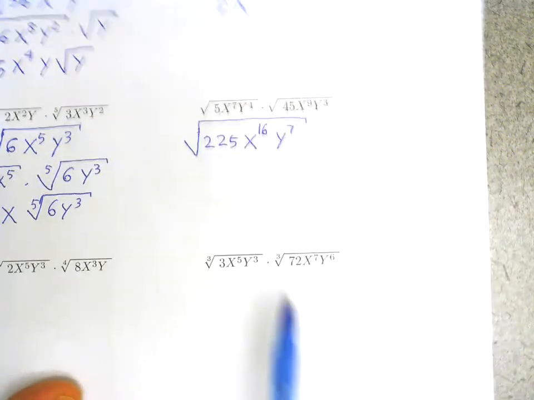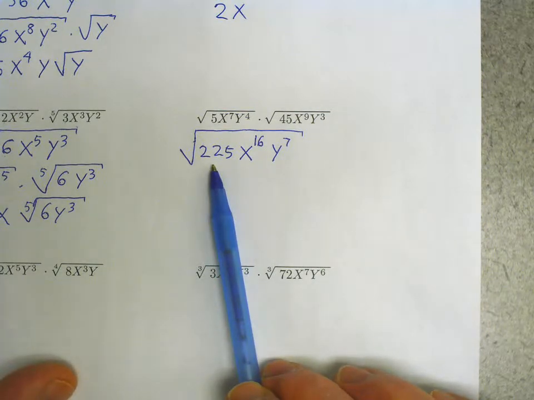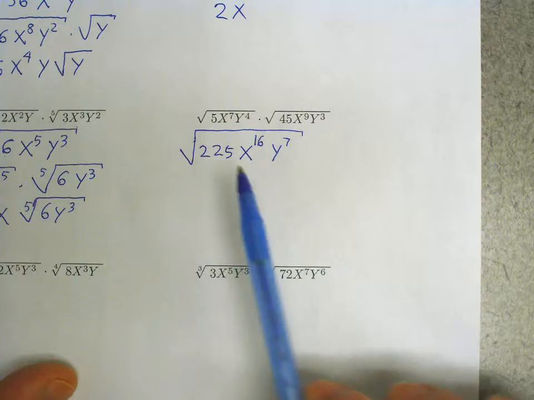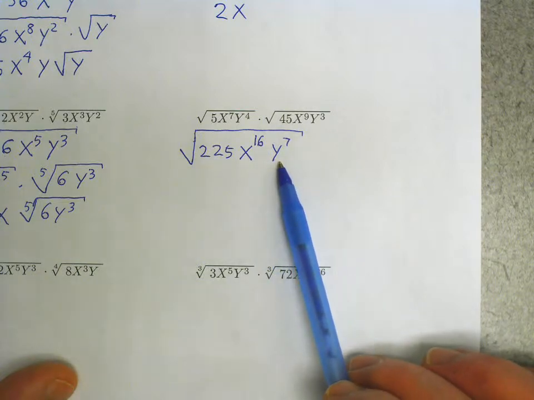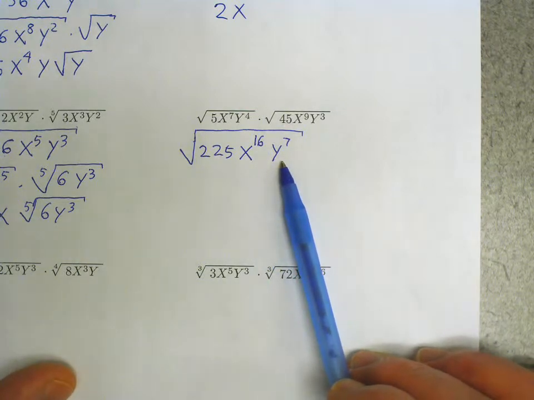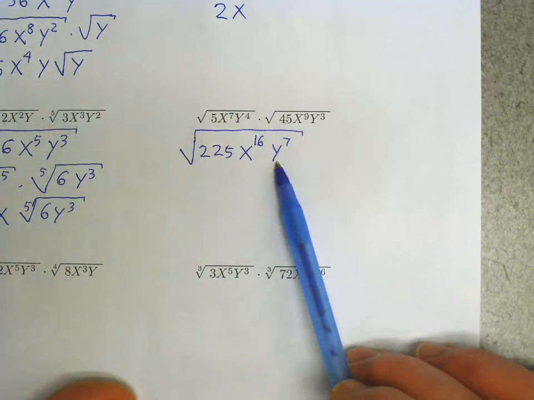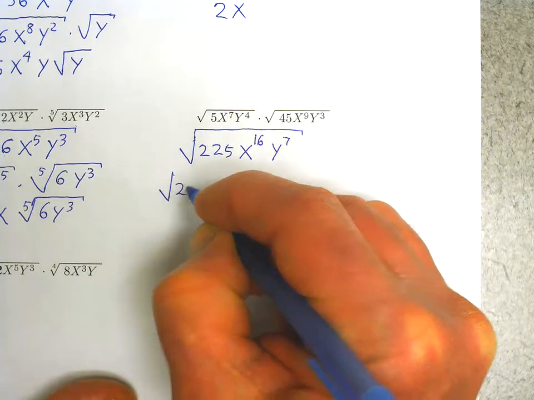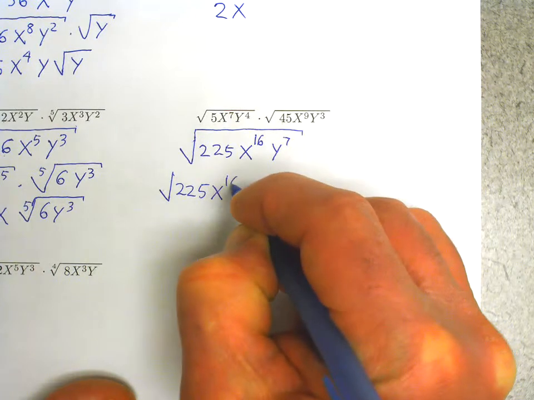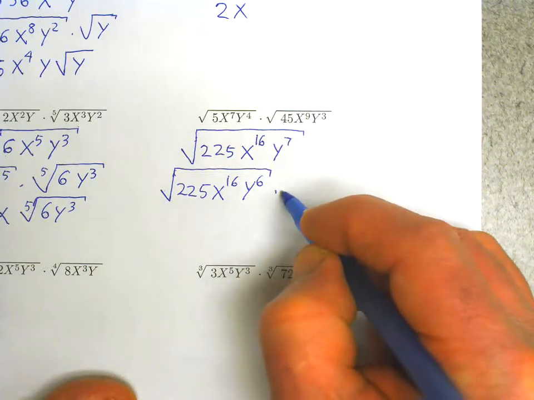And now we'll just focus on simplifying this single square root. 225 is a perfect square. 15 to the second is 225. X to the 16th is a perfect square because 16 is a multiple of 2. The largest factor of y to the seventh that is a perfect square is y to the sixth. And y to the sixth times y is y to the seventh. So we'll rewrite this as the square root of 225 x to the 16th y to the sixth multiplied by the square root of y.